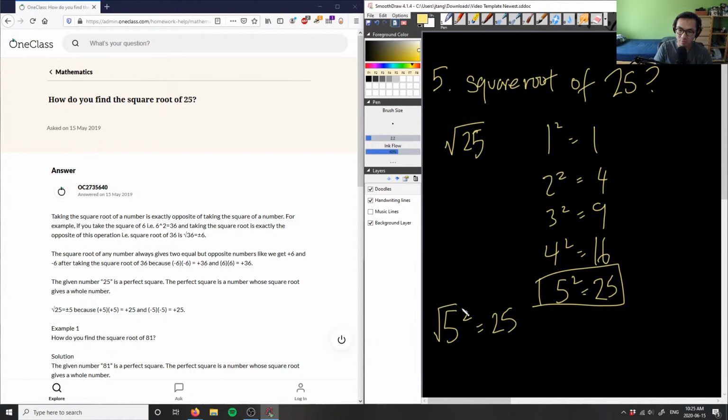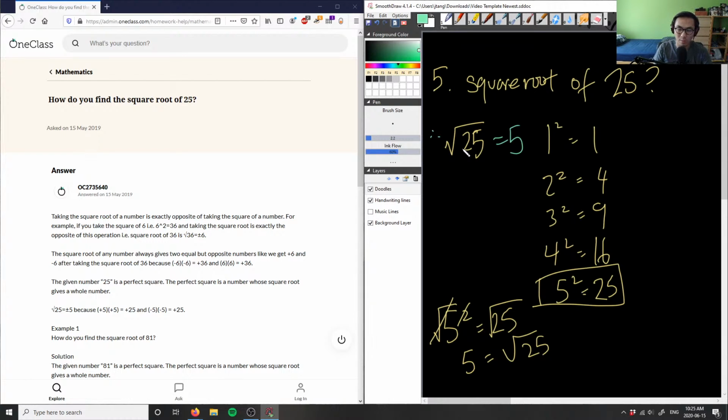I can take the square root of both sides here, and these will cancel out, which means 5 has to equal the square root of 25, which means the solution is going to be 5. So this here is our solution for this problem. Square root of 25 is going to equal 5.